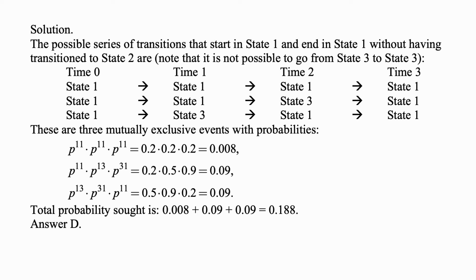And 3 mutually exclusive outcomes that give us exactly what we want, so the total probability is the sum of the 3, and that's 0.008 plus 0.09 plus 0.09, and the total is 0.188, which is answer D.